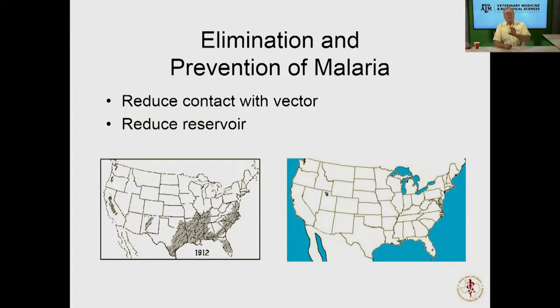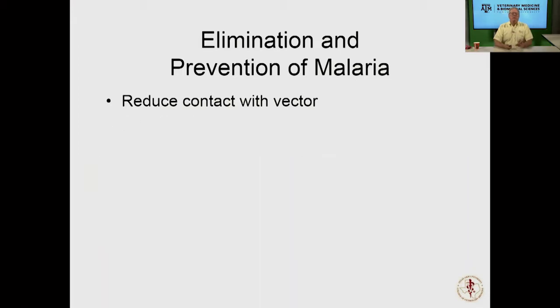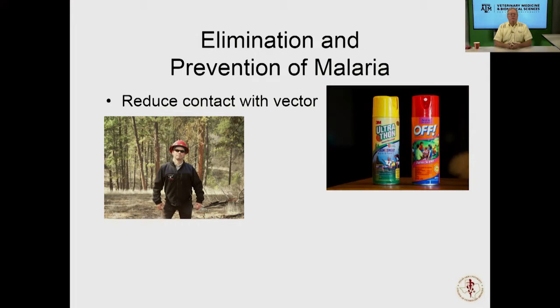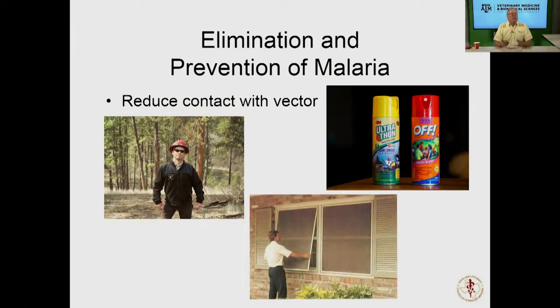And that's what happened in the United States. We reduced contact with the vector and the reservoir. And how did we do that? Okay, contact with vector. If we wear long clothes, if we wear clothes that have insecticides on them, that will reduce our contact with the vector. If we wear insecticides like Off, that will reduce the contact with the vector. If we have screens in our windows, that'll keep the mosquitoes from getting in the house, reducing contact with the vector.